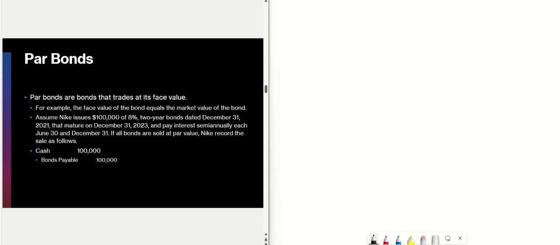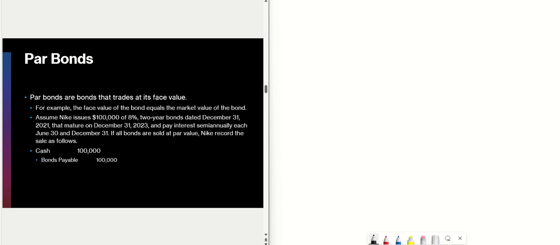So whatever is on the face value, if it's $100,000, the market value is going to be the same exact amount. That's how much it's going to be worth. So the market value is also going to be $100,000. So face value or par value of $100,000 is going to be equivalent to the market value on the bond of $100,000. So that's par bonds.